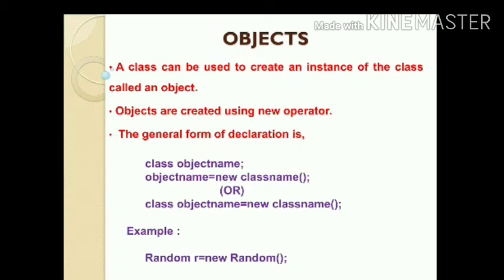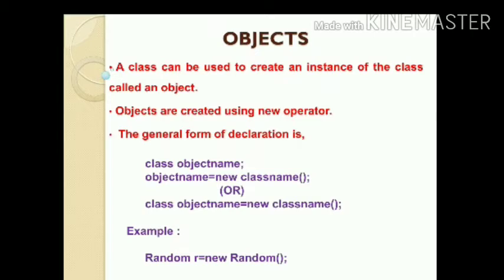Next we'll see objects. What is an object? A class can be used to create an instance of the class called an object. Objects are created in Java by using the new operator. The general form of declaring the object is class name, object name equal to new class name. It can also be declared in a single line statement like class name object name equal to new class name.